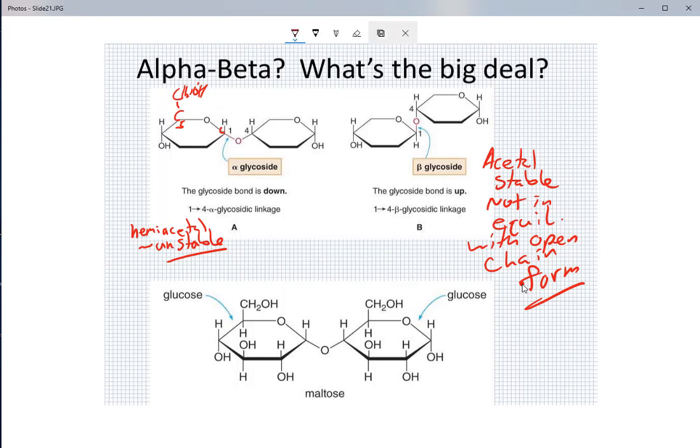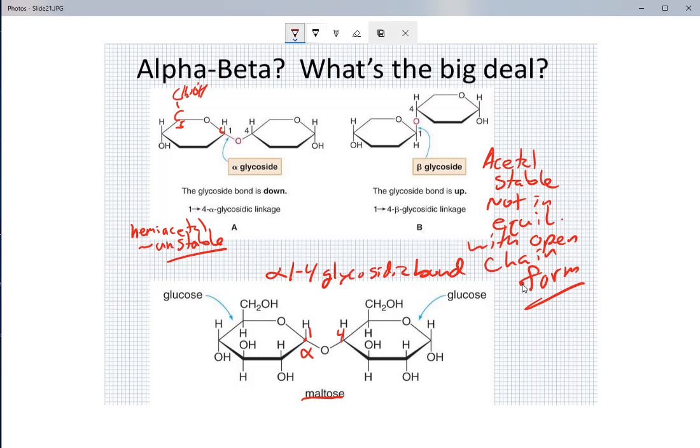So maltose does not have a beta 1,4 glycosidic bond. It has an alpha 1,4 glycosidic bond, and this is really important. This is alpha because it's down, and it's carbon number 1 of one glucose unit linked to carbon number 4 of the other. We refer to this as an alpha 1,4 glycosidic linkage or bond. That's in maltose, and this is really important because we can hydrolyze.